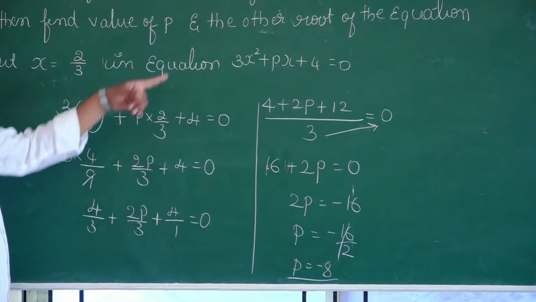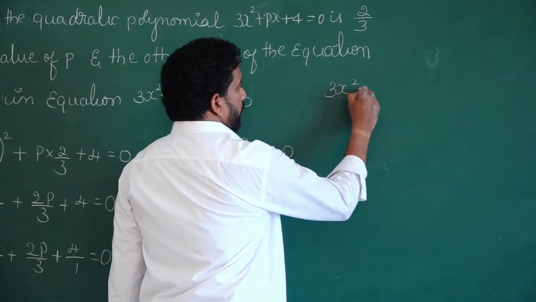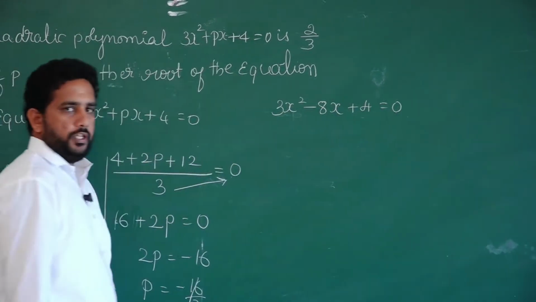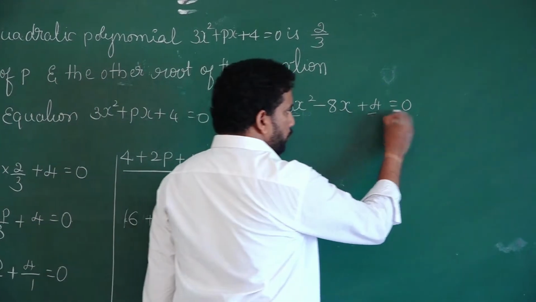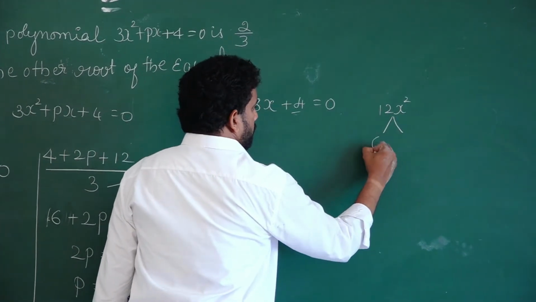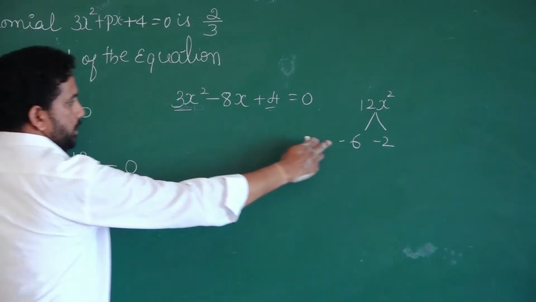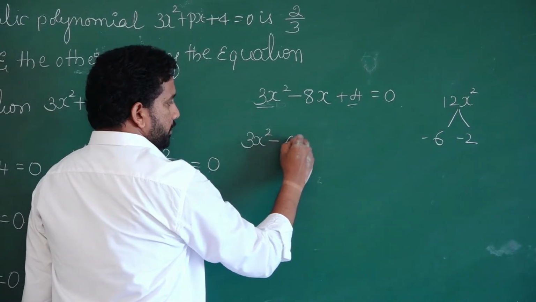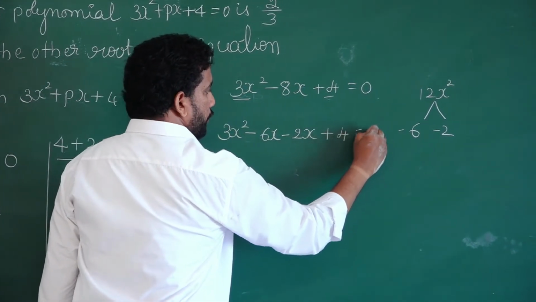So this one you have to substitute in the quadratic equation, that is 3x square minus 8x plus 4 is equal to 0. Now we can easily find the roots of the equation by the factorization method. So 3 fours are 12x square. What are the factors for 12? We have 6 and 2. So minus 6 minus 2, we get minus 8. So we can split like this: 3x square minus 6x minus 2x plus 4 is equal to 0.